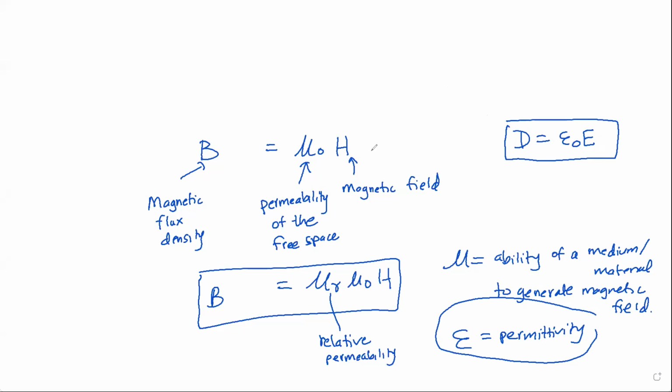However, instead of magnetic flux density, in here we have electric flux density. This is electric flux density. And instead of magnetic field, in here we have electric field. Instead of mu naught, we have here epsilon naught. So they are both related, and they are given in a similar pattern.